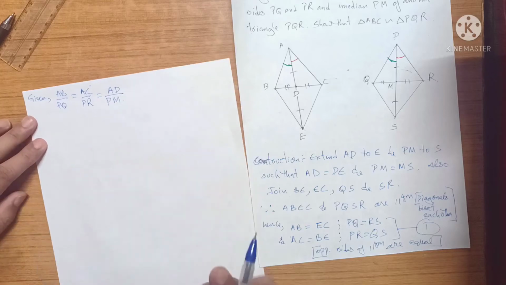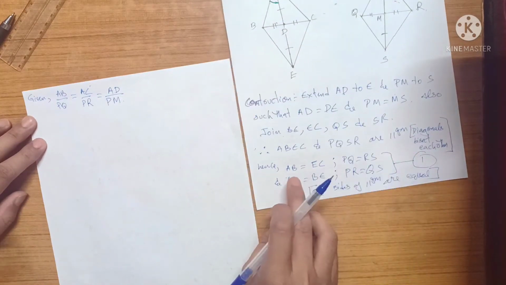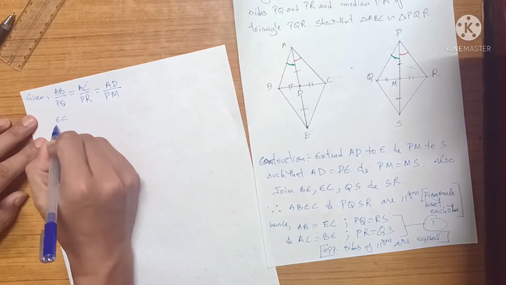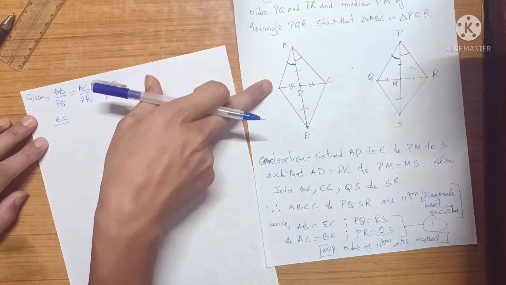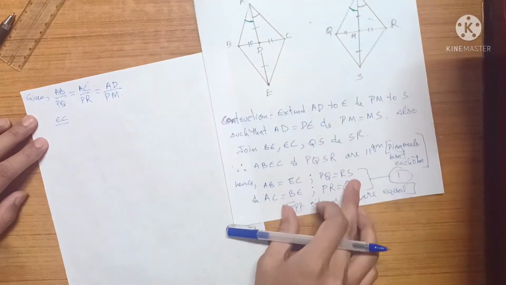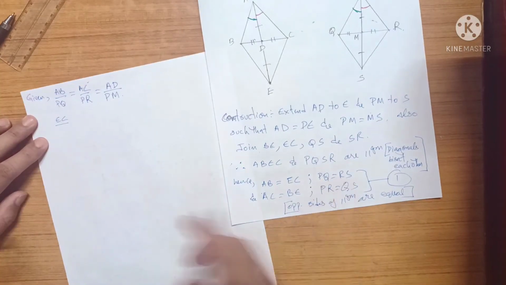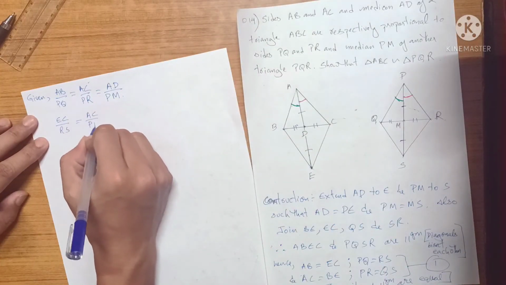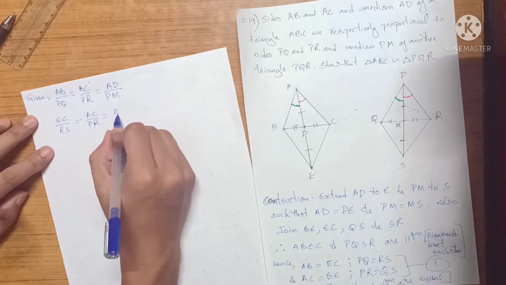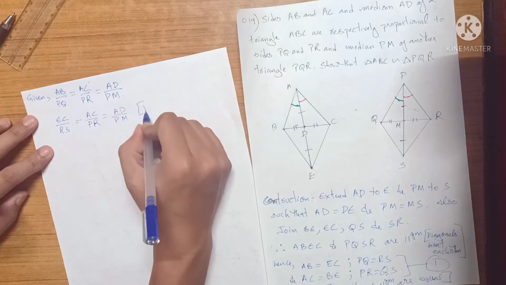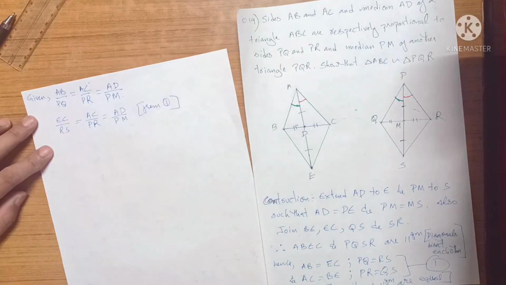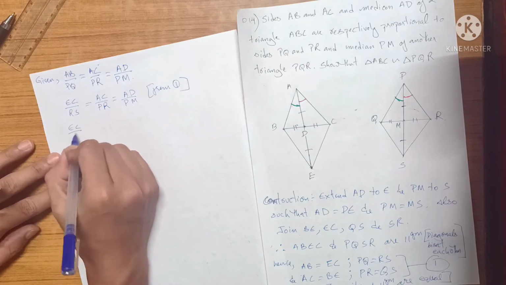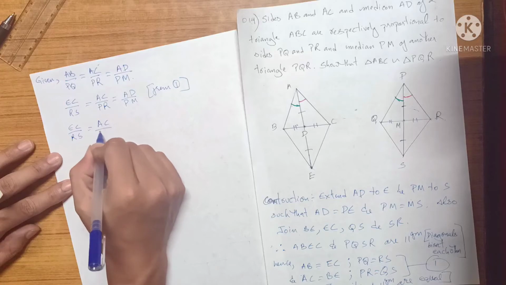So AB, here I just wrote AB equal to EC. So instead of AB, I'm going to write EC, and then instead of PQ, I'm going to write RS, equal to AC by PR equal to AD by PM from equation 1. Got it? Now I have to do something about this also. So let's do something about that also. RS equal to AC by PR.